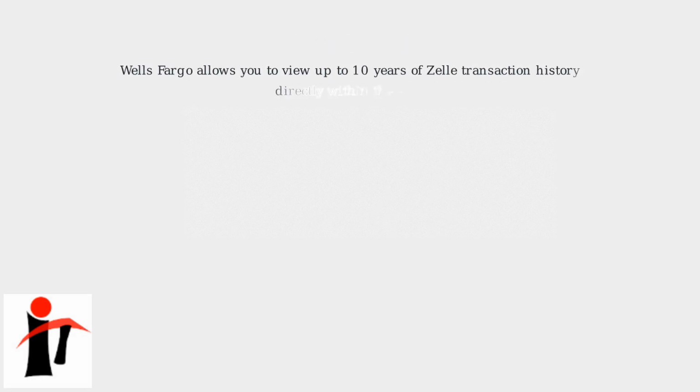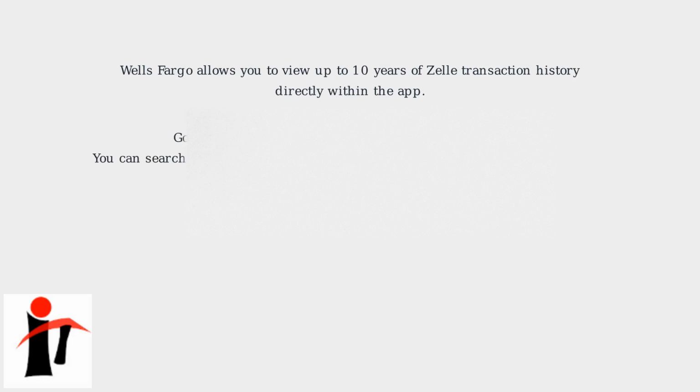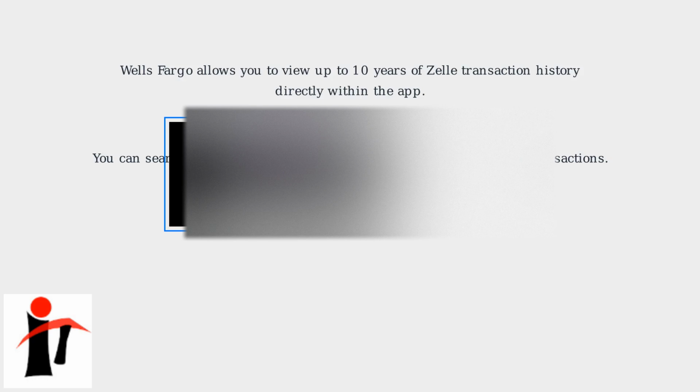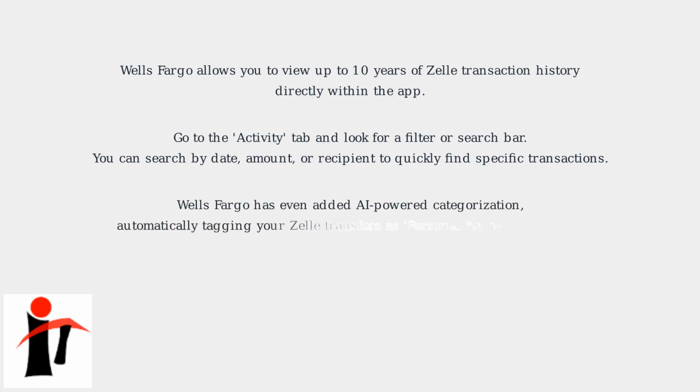Wells Fargo allows you to view up to 10 years of Zelle transaction history directly within the app. Go to the Activity tab and look for a filter or search bar. You can search by date, amount, or recipient to quickly find specific transactions. Wells Fargo has even added AI-powered categorization, automatically tagging your Zelle transfers as personal payments or bills for easier organization.